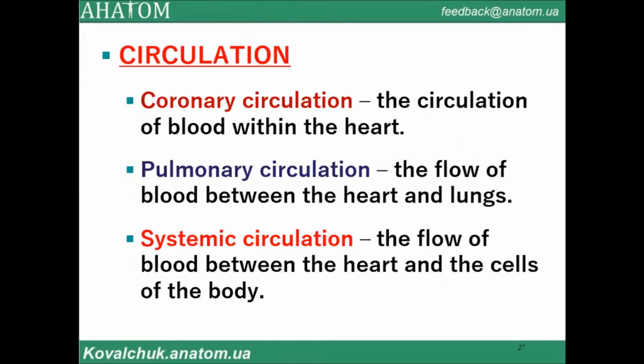What does it mean, circulation? Coronary circulation is the circulation of blood within the heart, very important because if there is some problem with one vessel in the coronary circulation, it may present a big problem for the whole body. It's infarctus, yes. Next one, pulmonary circulation, the flow of blood between the heart and lungs. And systemic circulation, the flow of blood between the heart and the cells of the body.